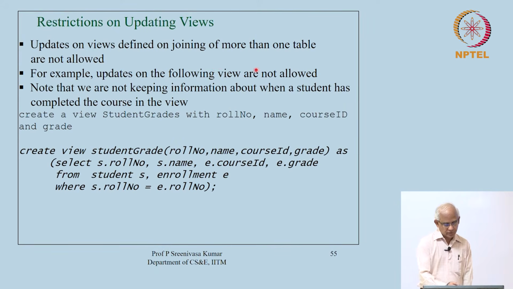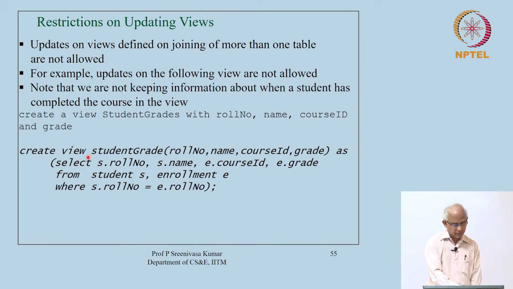Okay. So, let us say we have a view which is created like this. I want to illustrate that if a view is created by joining more than one table, then it is not good to encourage any kind of updates on that view at all. So, in order to illustrate that, let us look at this query view. What is this view doing? Create a view student grades with roll number, name, course ID and grade.